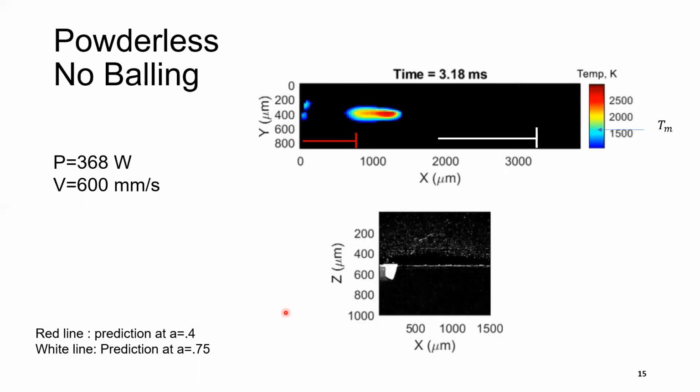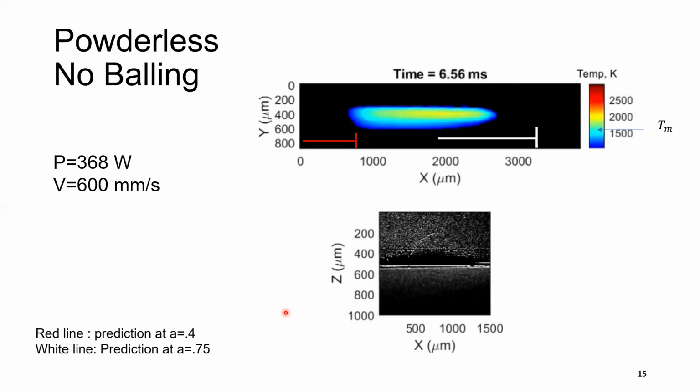Now, this is a parameter that doesn't result in the formation of any balled up regions. And you can see that there was a very nice vapor cavity that formed and a very smooth melt track, as we can see from above. I also have these red and white lines overlaid on the top video, indicating what the Eagar-Tsai predicted melt pool dimensions for width and length would be based on these particular absorptivity values. Those are there just as a reference to compare to the actual length and width of the melt pool. So this was a powderless case where we did not see balling.